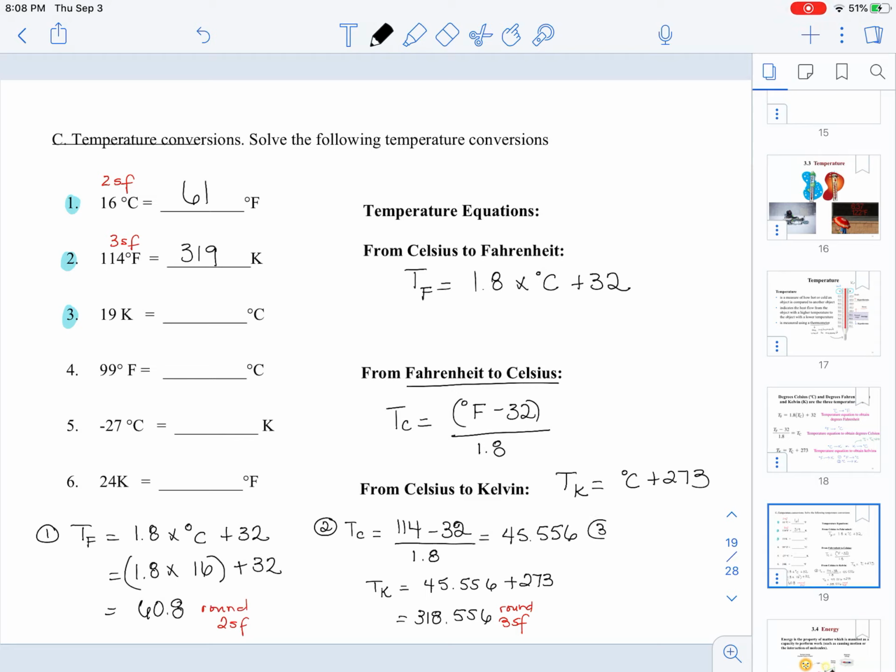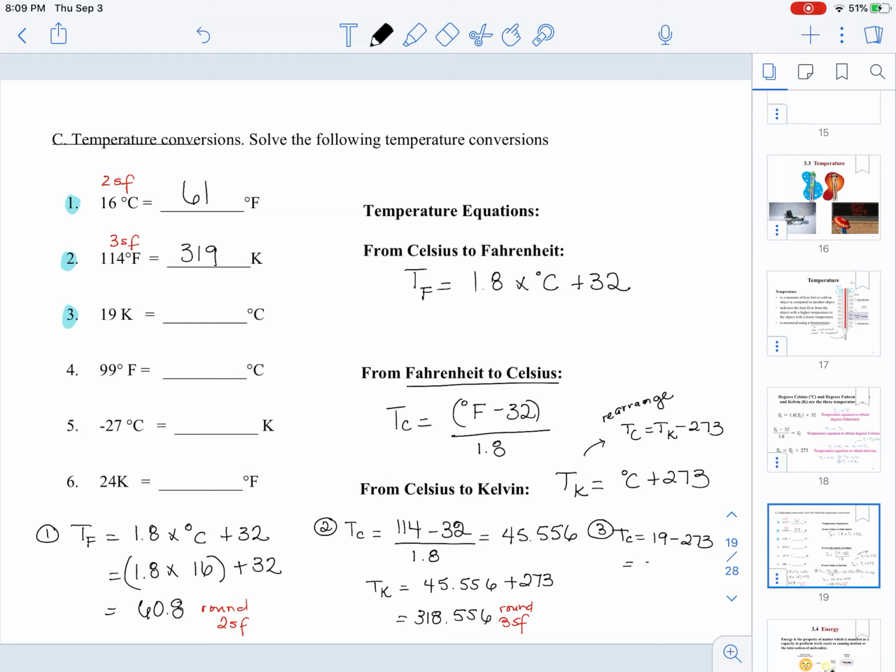Let's go through the last problem. In the last problem, I'm converting from Kelvin to Celsius. So that means that I'm going to rearrange that last equation. Since I'm finding temperature in Celsius, that means that the temperature in Kelvin, I'm going to subtract from 273. And when I do that, temperature Celsius is going to be the Kelvin units, 19 minus 273.